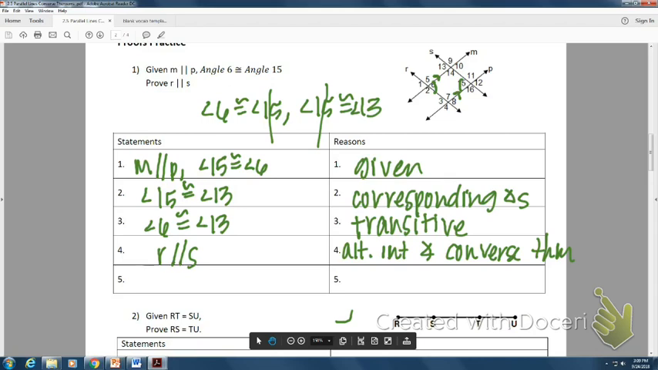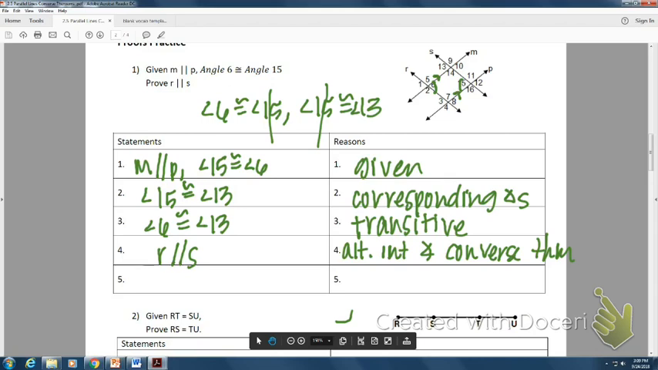But a lot of us made the mistake that I figured we would, which is a great learning point. Don't say alternate interior angles, corresponding angles, all those good terms if we don't know those lines are parallel yet. So don't make that mistake. You have to prove that those lines are parallel before you can use any of those theorems. Got it? Okay, let's try another one.